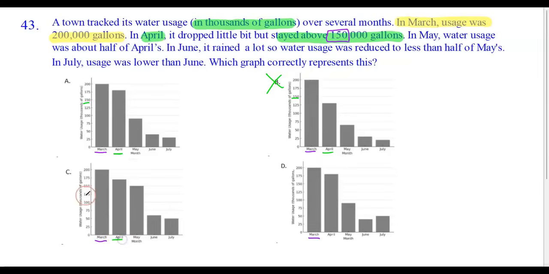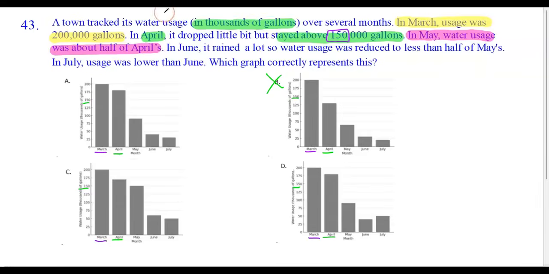Let's look at April for C. It's got to be above the 150. This is above the 150, so I keep C. And what about D? See, D is above the 150 as well. So I've eliminated one answer choice. Let's keep going, and we will move to this part. In May, water usage was about half of April's. Highlight that piece.